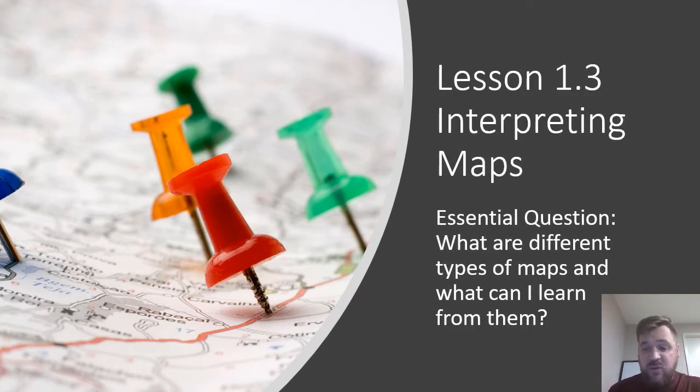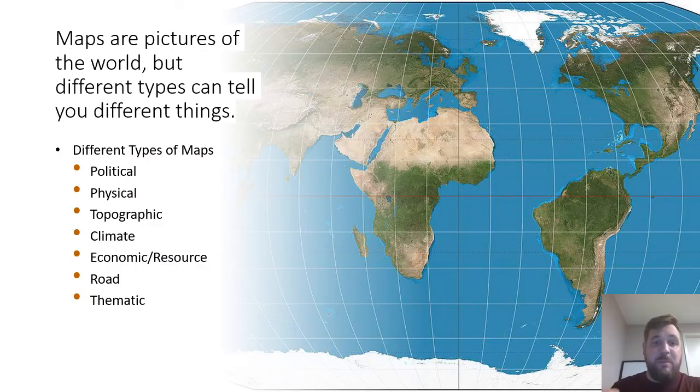In this video, you will learn about different kinds of maps and how to analyze them, what they can be used for. So simply put, maps are pictures of the world, but different types can tell you different things. And we're going to look at 7 different kinds: political, physical, topographic, climate, economic or resource, road, and thematic.